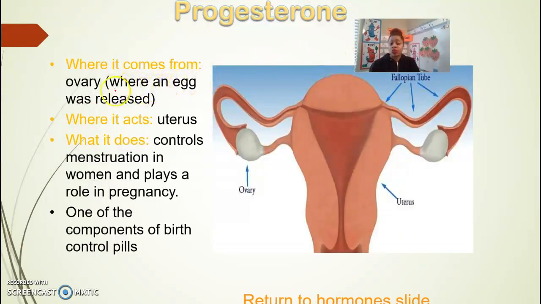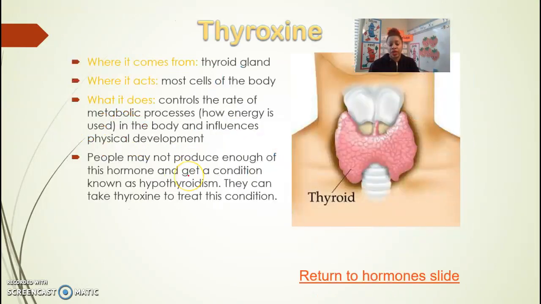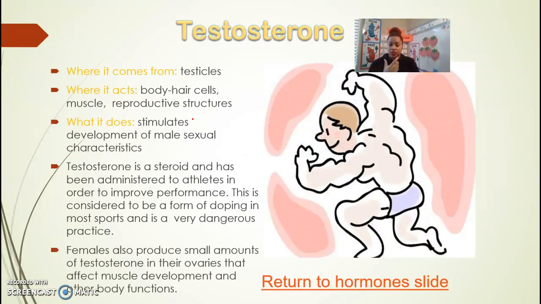Progesterone, where it comes from: the ovary. It happens when the egg is released, and it acts in the uterus. What it does is control menstruation in women and play a role in pregnancy. Thyroxine is from the thyroid gland. Most cells of the body is where it acts, controlling the rate of metabolic processes.